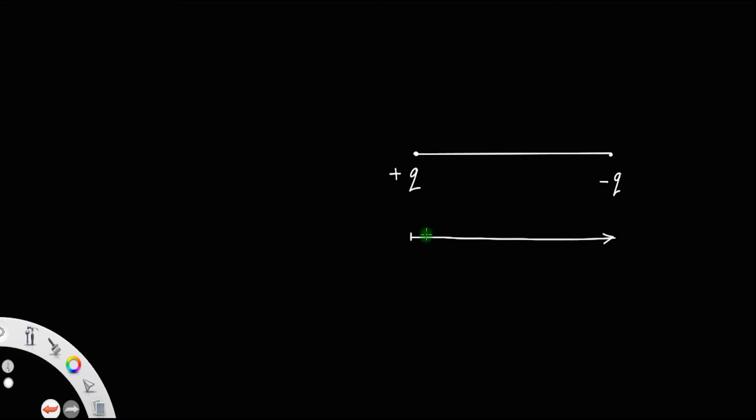We usually take the distance between the charges as 2a, so that the distance from the center of the dipole to one of the charges is a and to the other charge is also a. Let's take this point as A, and this point as B. Let there be a point P here, and we are interested in finding the electric potential due to this dipole at the point P.